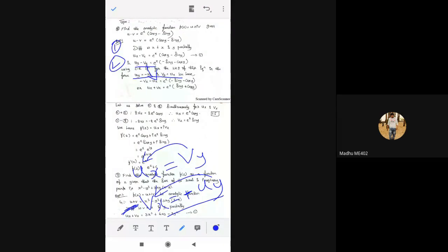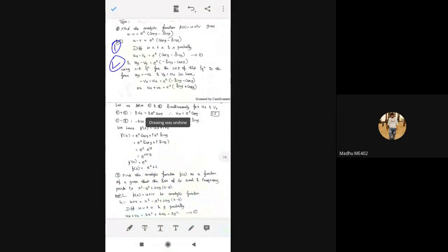Using the CR equation for the LHS of this equation, in the form uy is equal to minus vx and vy is equal to ux. So that we have, correct? You should learn it by heart, as we said before. The CR equations you should know by heart. So now, yes.